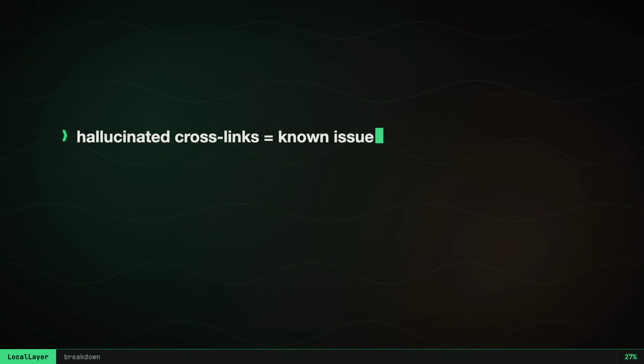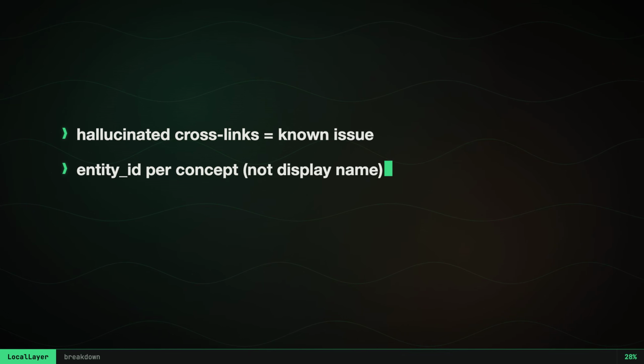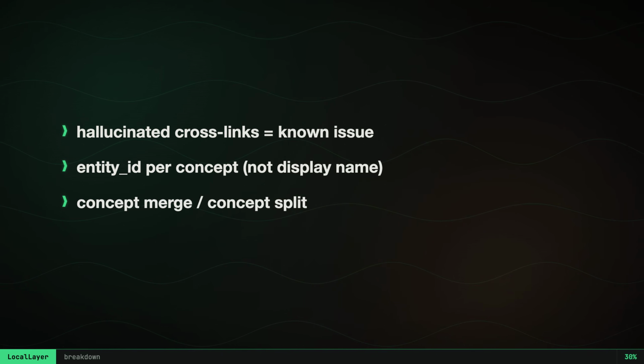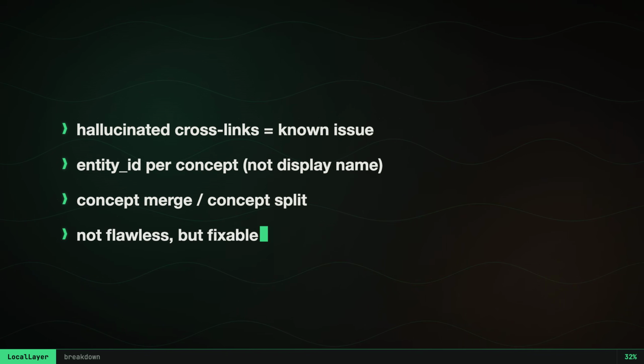Here's the gotcha the docs don't hide. LLM-generated crosslinks can hallucinate targets that don't exist. Synto's own README admits it. Two notes about Kafka become one merged concept unless you catch it. The fix is giving every concept a stable entity ID, separate from its display name, plus manual concept merge and concept split commands when the model gets it wrong. This is not a flawless pipeline. It's a pipeline that admits where it breaks and gives you a wrench.